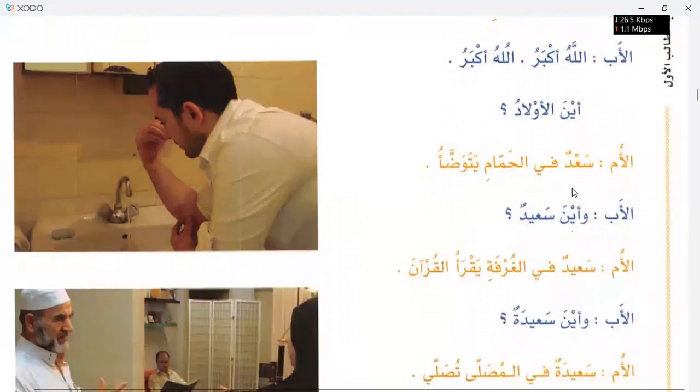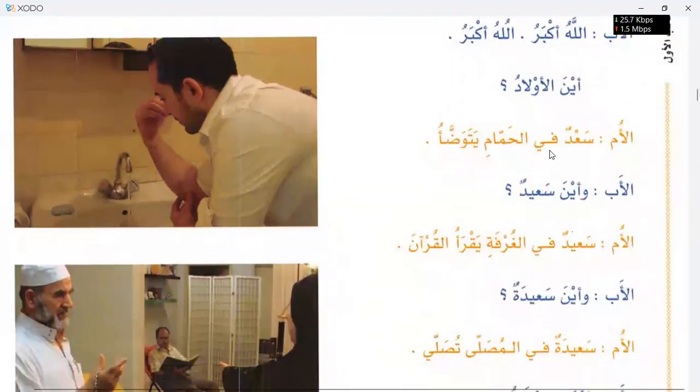Now note thing one here. Saad is a name, fi means in, al-hammam, the bathroom. Yatawaddau, he is making wudu. So ya means he, and tawaddau means making wudu. So this letter ya means he.